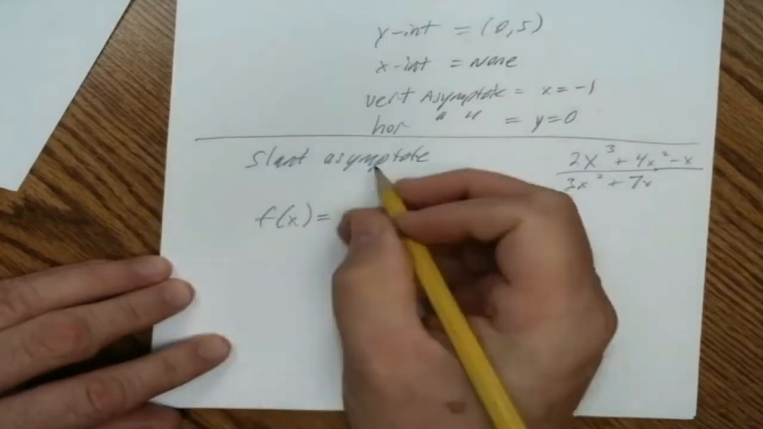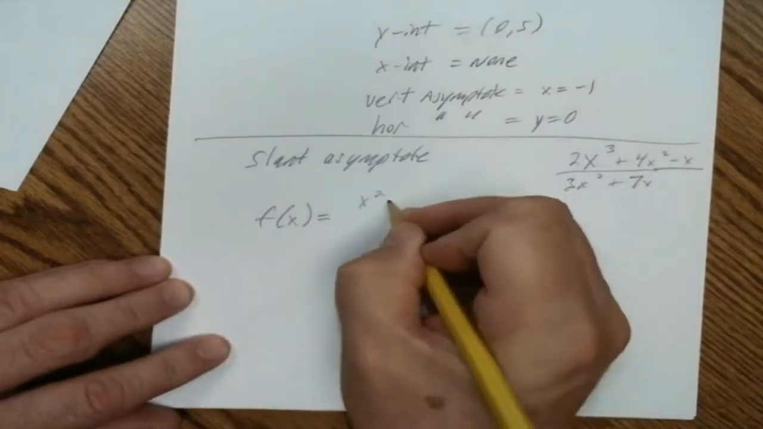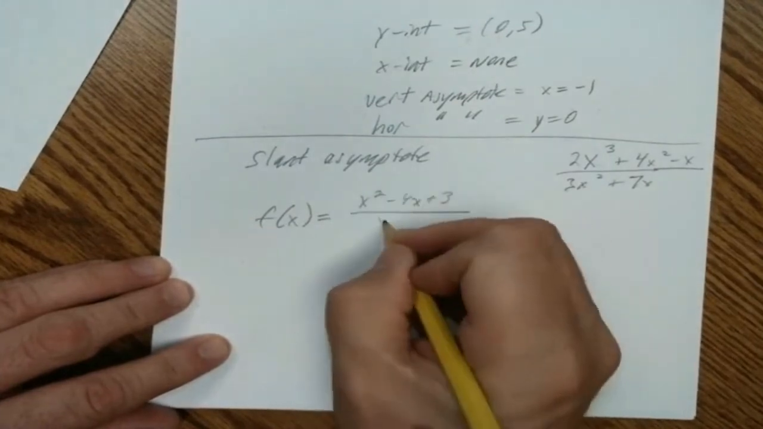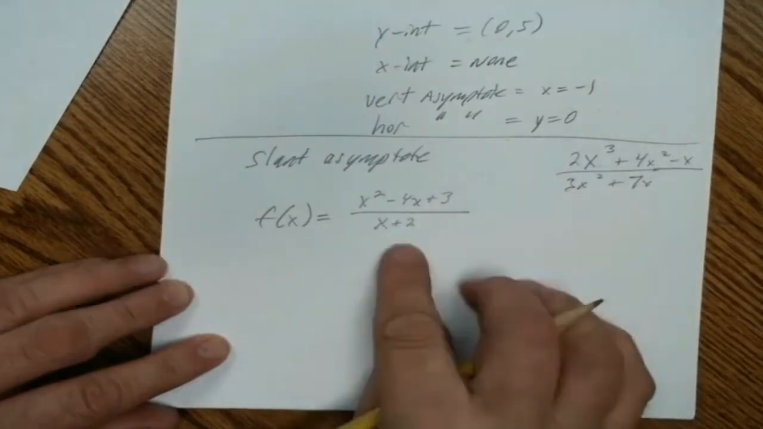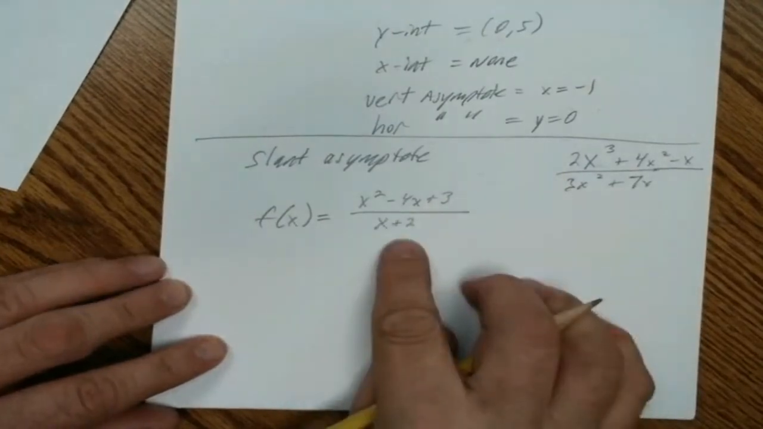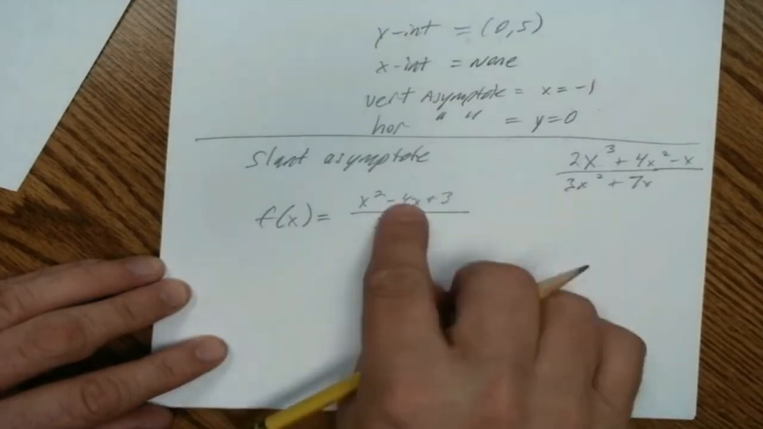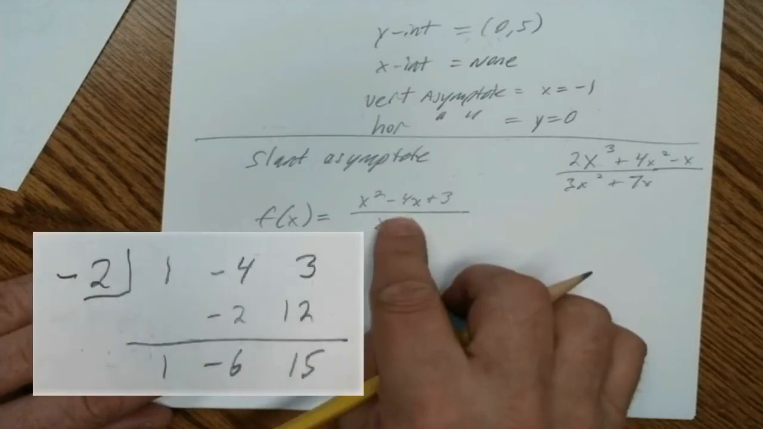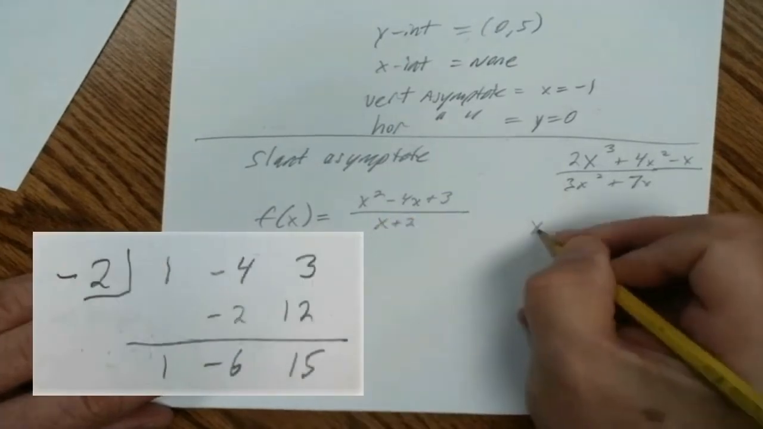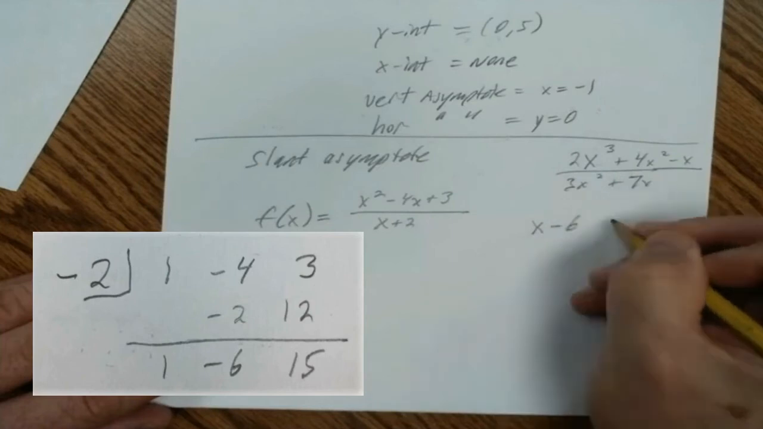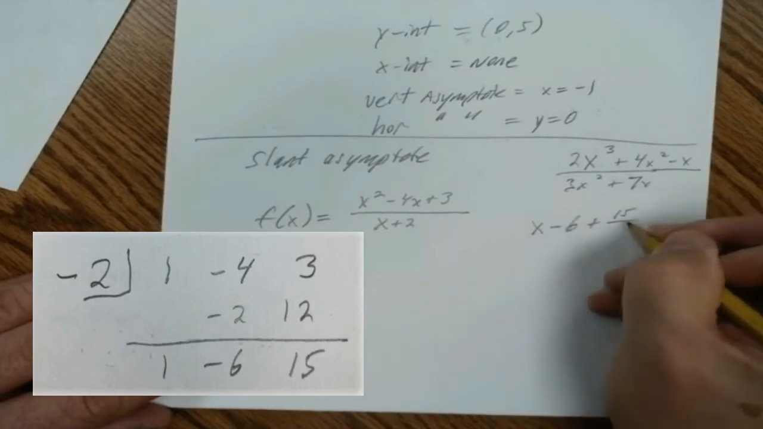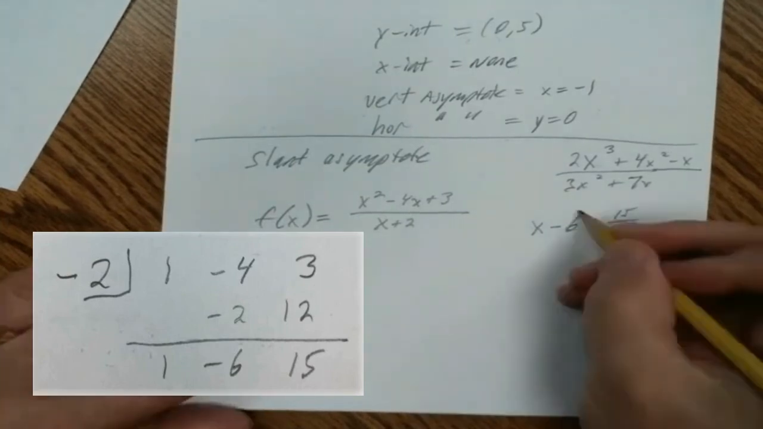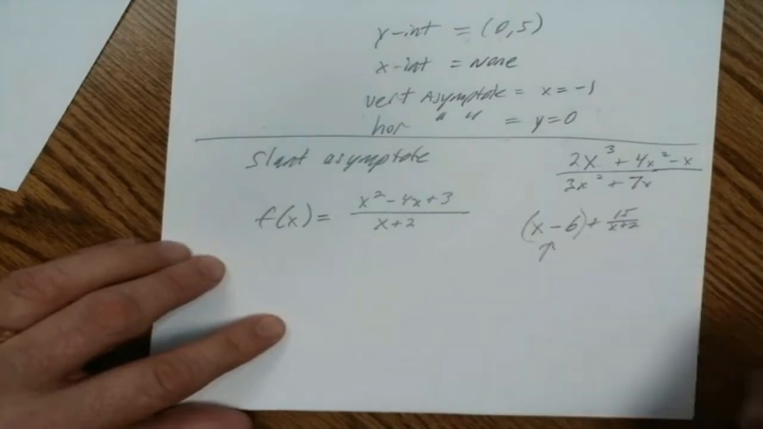When you do this, if you have x squared minus 4x plus 3 over x plus 2, find the slant asymptote. Well, if we divide this, which we can use synthetic division, right? We can do synthetic division. What we will find out is it ends up being x minus 6 plus a remainder of 15 over x plus 2. So in that case, this is the slant asymptote.